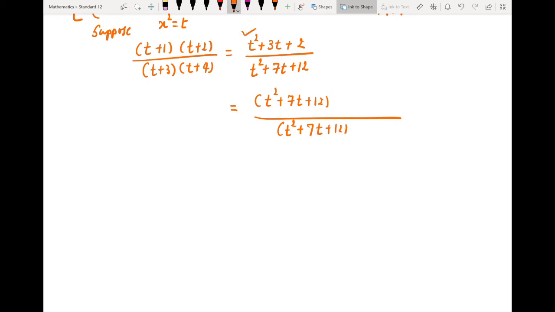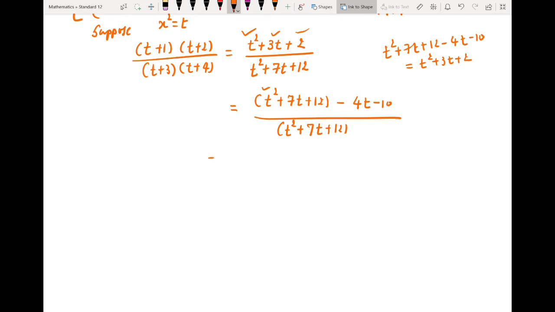Now t square is already there, but here we have 3t while here 7t. So we have to subtract 4t, so that 7t minus 4t will be 3t. Now 12 while here we have 2, so we have to subtract 10. So when we expand t square plus 7t plus 12 minus 4t minus 10 will give numerator t square plus 3t plus 2. So we have rewritten the numerator using the denominator.